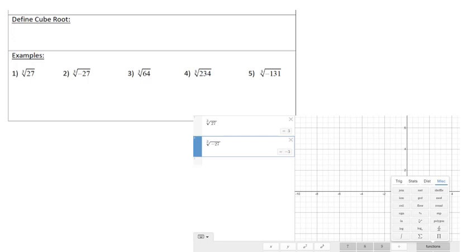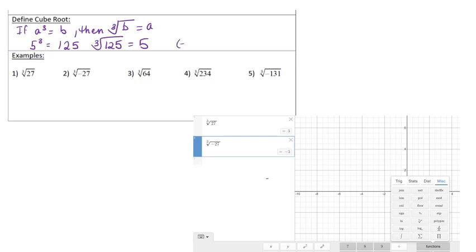Cube roots. So just like a square root is the inverse of squaring a number, a cube root is the inverse of cubing a number. So if a cubed equals b, then the cube root of b equals a. So for instance, 5 cubed, we talked about it earlier in the notes, is 125. So the cube root of 125 is 5.